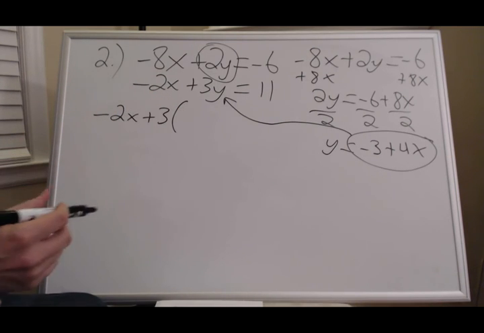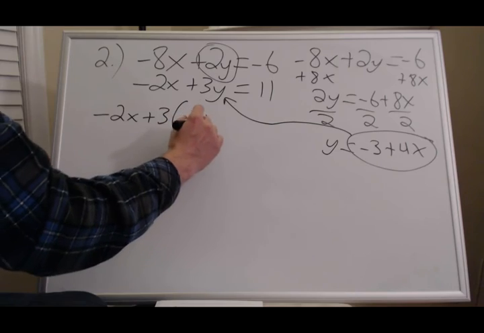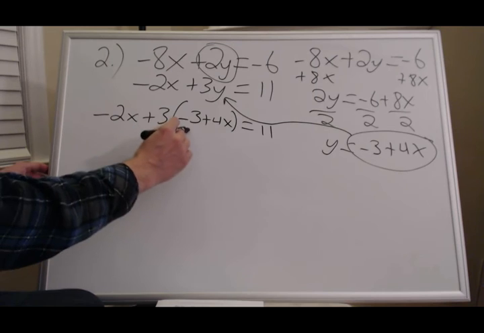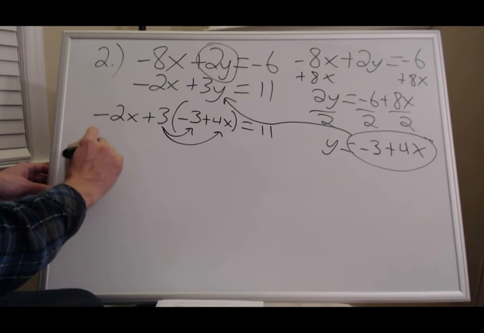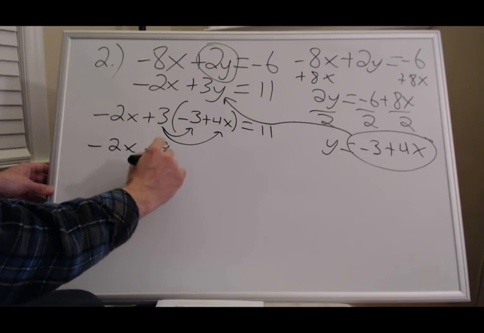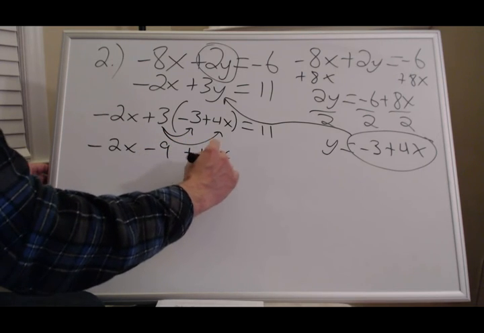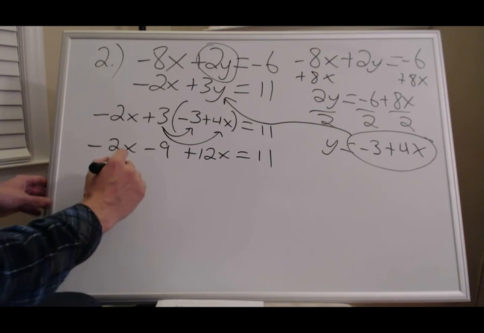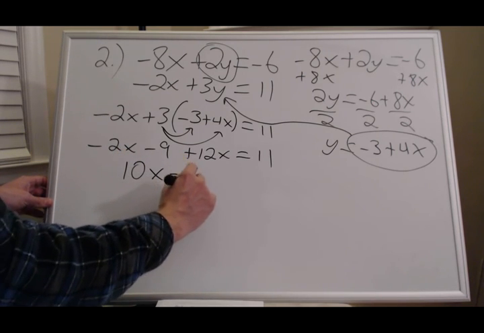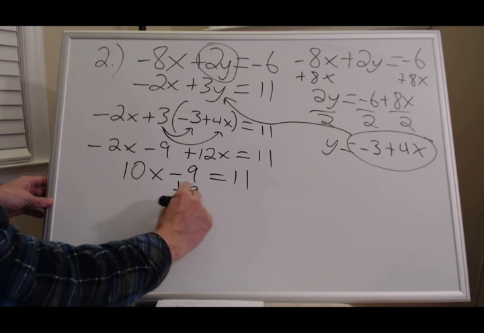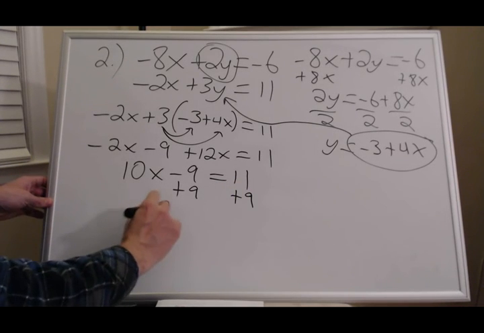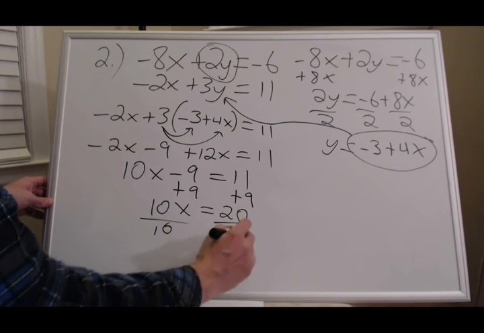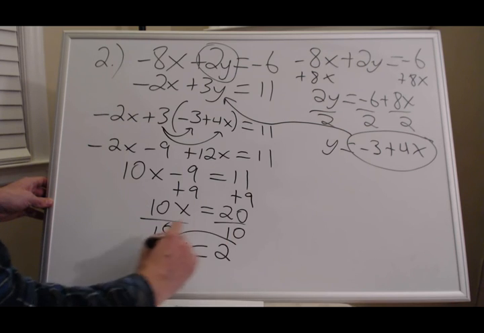So negative 2x plus 3 times the quantity, negative 3 plus 4x is equal to 11. We distribute this positive 3, and we get negative 2x minus 9 plus 12x is equal to 11. We can combine like terms. Negative 2x plus 12x gives us 10x minus 9 equal to 11. We'll add 9 to both sides. We get 10x is equal to 20. We'll divide both sides by 10, and we get x is equal to 2.